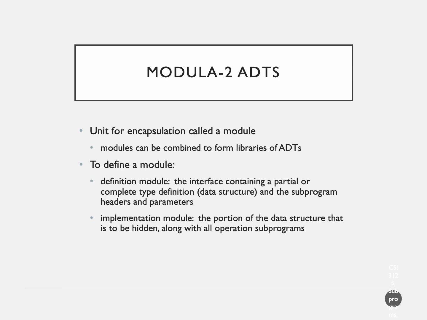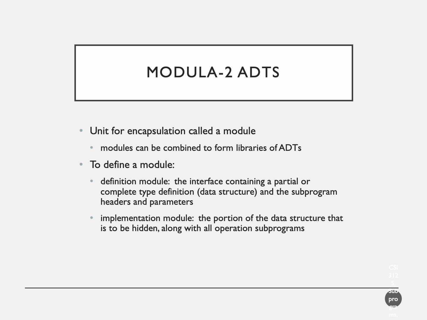When defining a module in Modula-2, it is split into two parts. So, first of all, the definition module. This acts as the interface. It includes a partial or full type definition and the headers of the subprograms that manipulate the data. This part is accessible to other parts of the program.